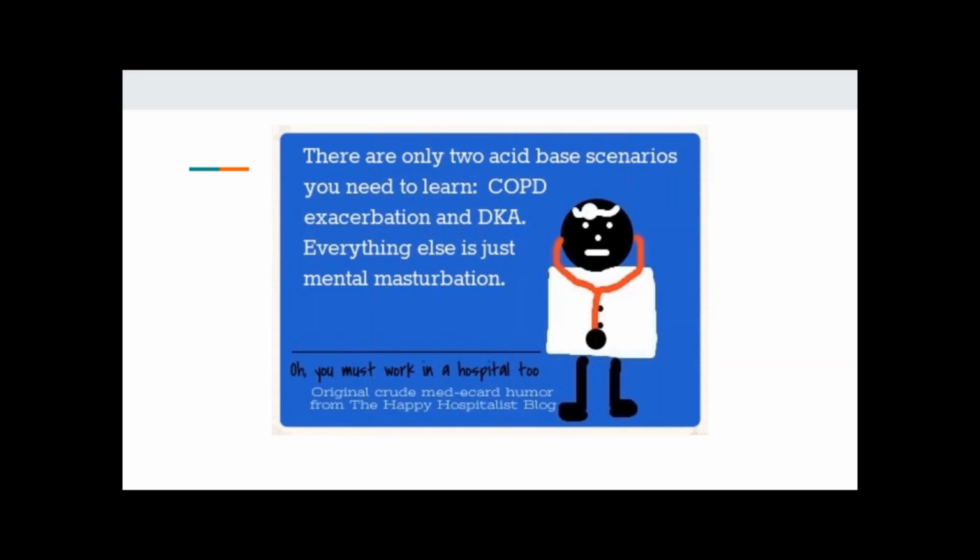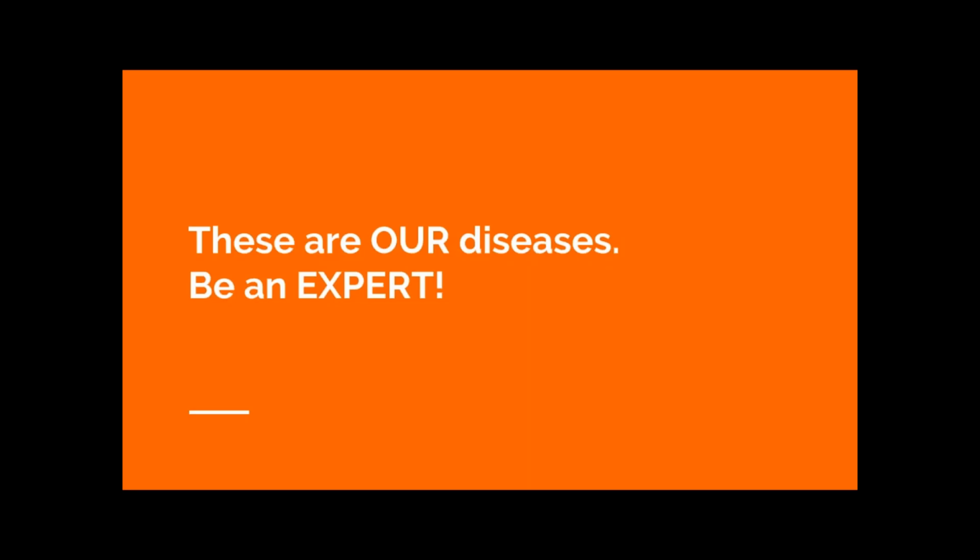So who sees the undifferentiated patient with an abnormal BBG or ABG? Us. So again, this is our disease. We should be experts at ABGs and BBGs. Which is why we have this wonderful gentleman here in the front who's going to talk to us about acid base in about an hour. Okay? And so there's a couple of caveats to that, right? You think about DKA, it's pretty simple. It's just a wide anion gap metabolic acidosis.